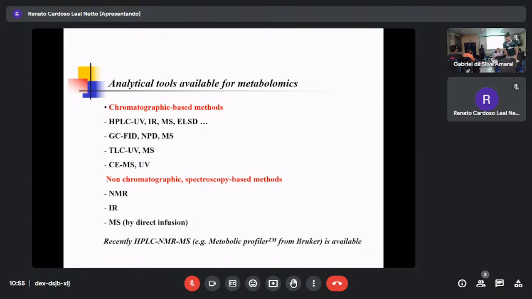And GC-FID is one of the best quantitative methods. In terms of quantitation, GC-FID is much better than GC-mass. And there is the NPD detector, and TLC with UV or TLC-mass is possible, and CE, capillary electrophoresis. Any kind of method is possible.